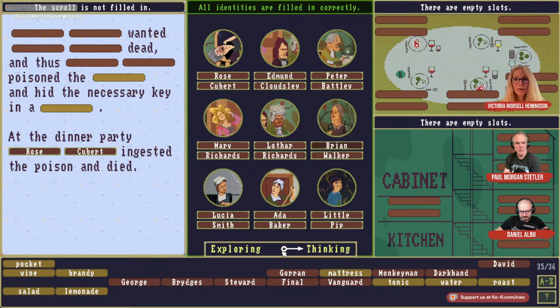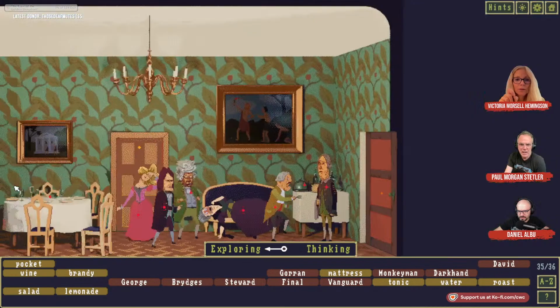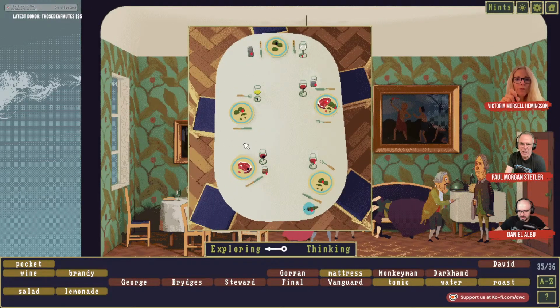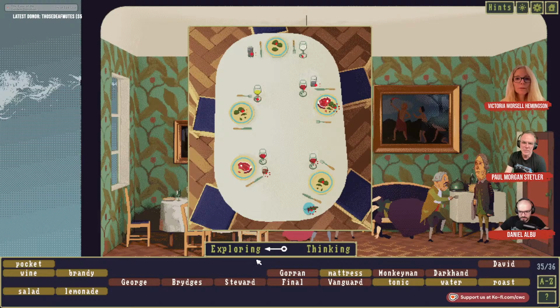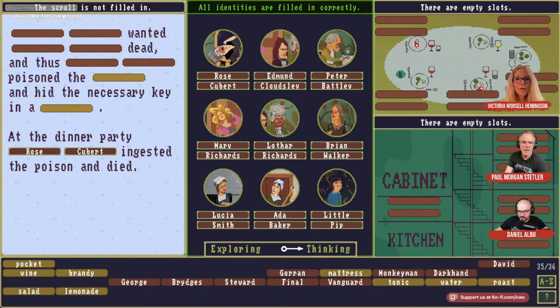Yeah, so let's look at the table. Which end? We shouldn't have to keep going back. Okay, at the top, the head of the table is Edmund. There you go, Edmund Cloudsley right there.